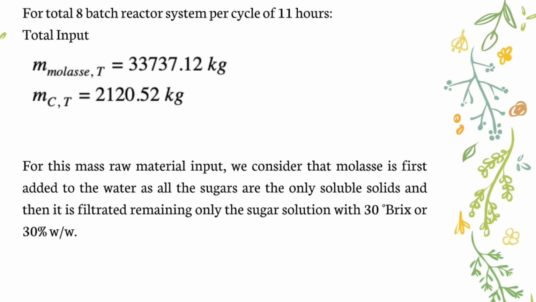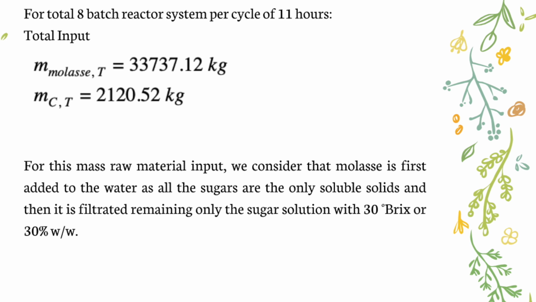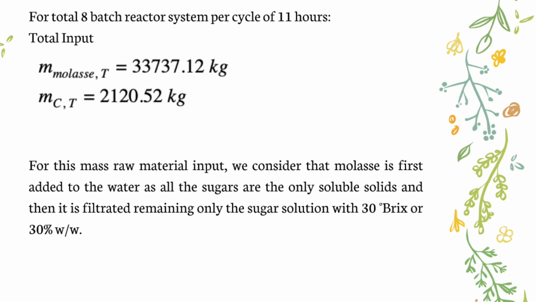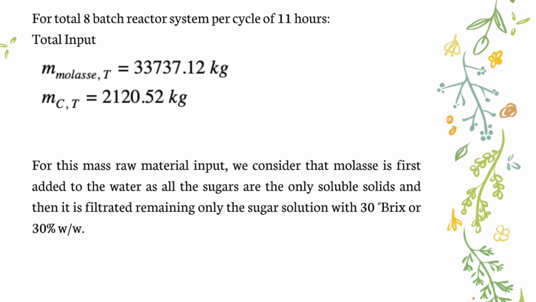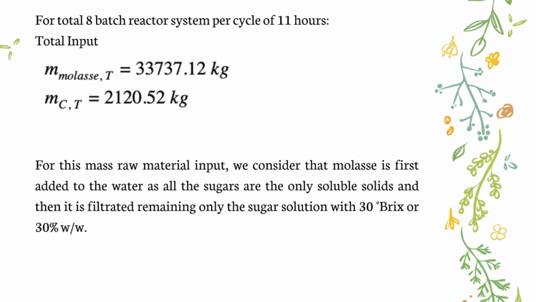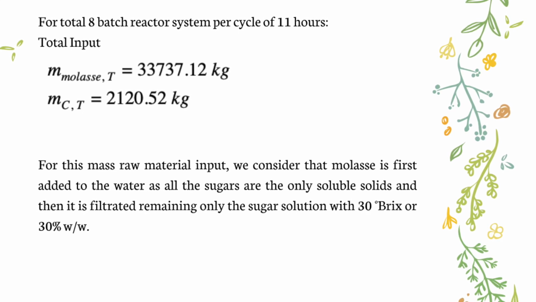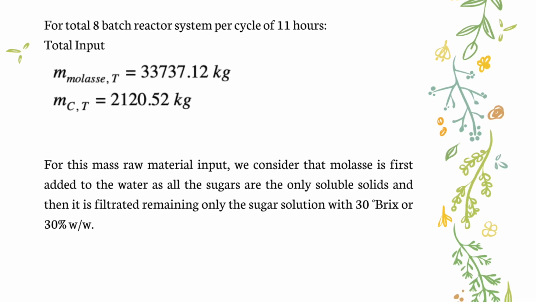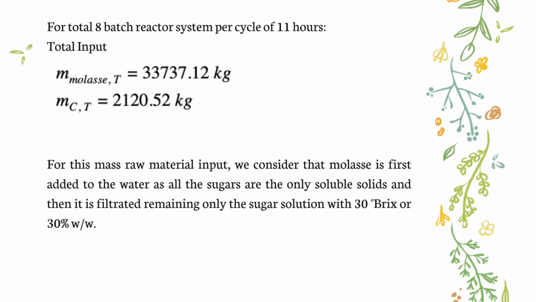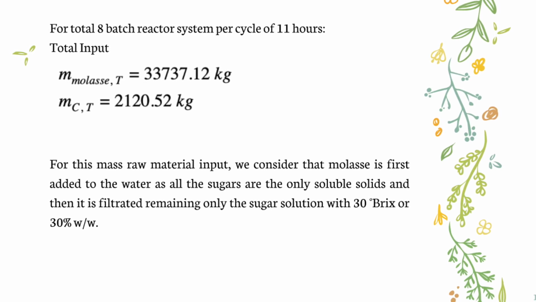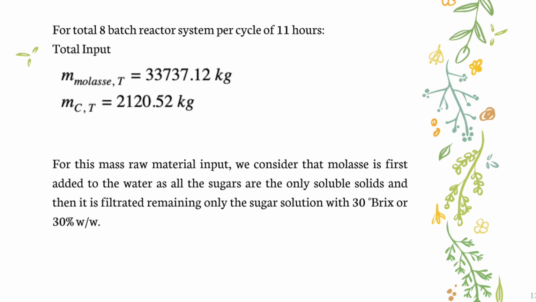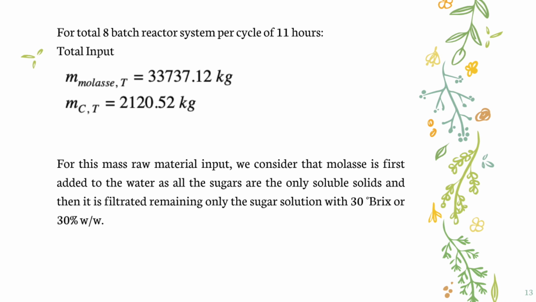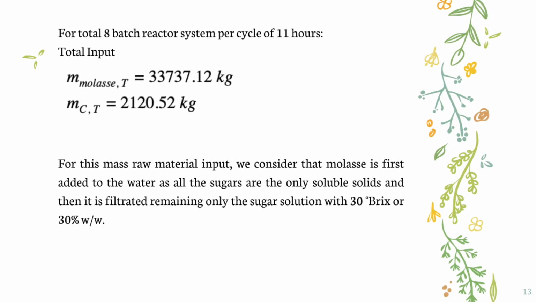Then we multiply the mass calculated by 8 because the previous calculations only considered the production for a single reactor, but we will have a system of 8 reactors working independently from each other. So we have a total input from the mass of 33,737.12 kilograms, and from the enzyme, 2,120.52 kilograms. For this raw material input, we consider that the molasses is first added to the water, as all the sugars are the only soluble solids, and then it's filtered, remaining only the sugar solution with 30 brix.